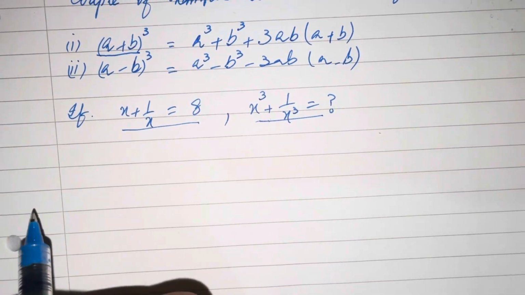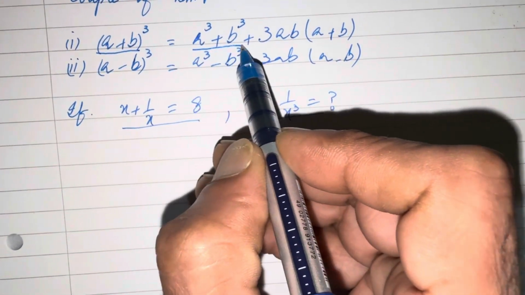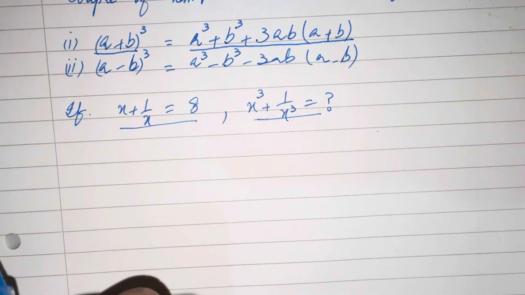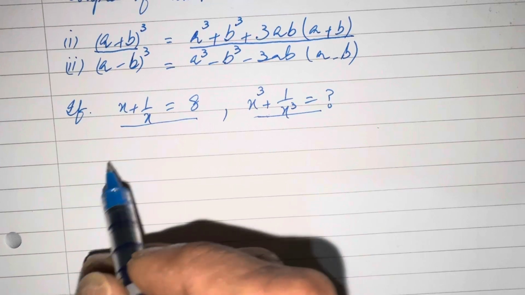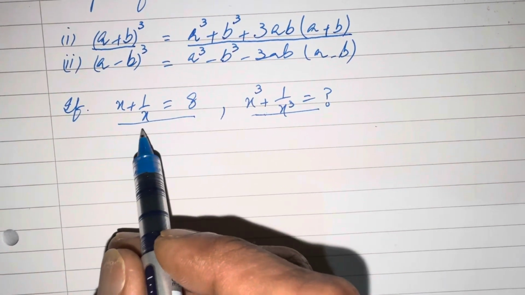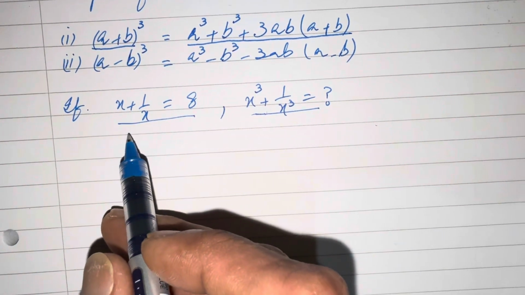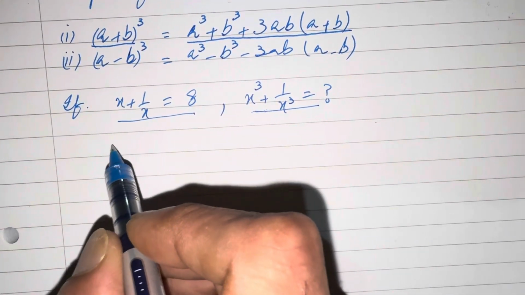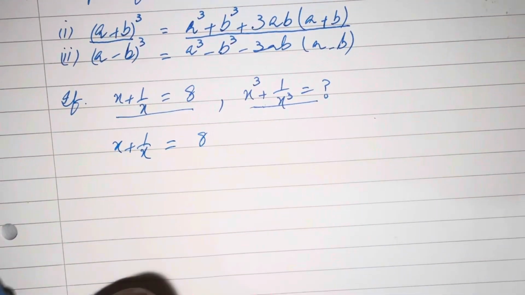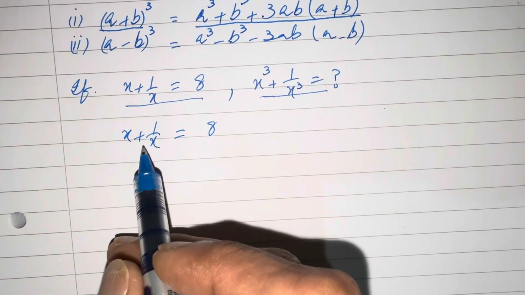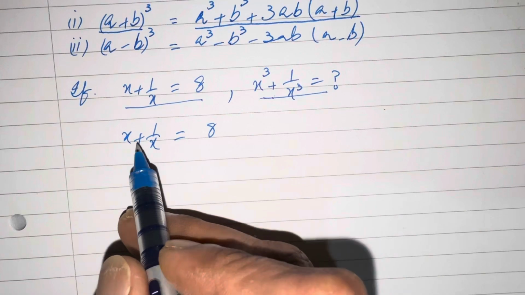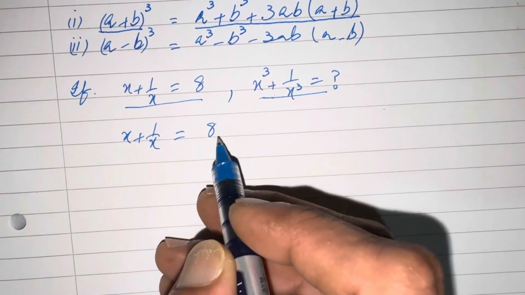a plus b whole cube is equals to a cube plus b cube plus 3ab into a plus b. So इन क्वेश्चंस को सॉल्व करने का तरीका ये होता है कि जो चीज़ आपको गिवन है, let's start with that thing. So x plus 1 over x is given is equals to 8. So we have to find the x cube plus 1 over x cube. तो क्या करेंगे, by taking cube on both sides.